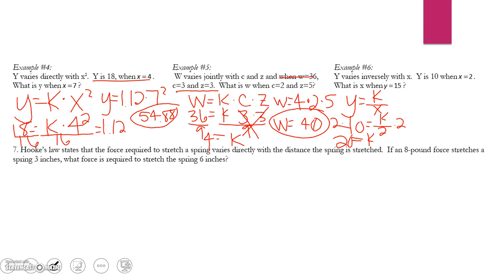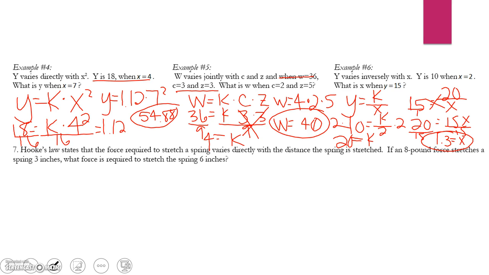Now it asks, what is x this time when y is 15. So it's giving me 15 for y. I know my k is 20, and it wants to know what x is this time. What I suggest you do to solve for this one is put the 15 over 1 and cross multiply. So I would have 20 equaling 15x, and then divide by 15. If I did that, I would get 1.3 in my calculator. That's my answer.